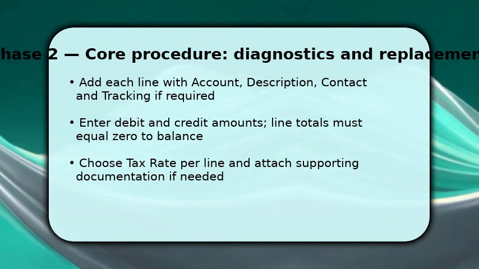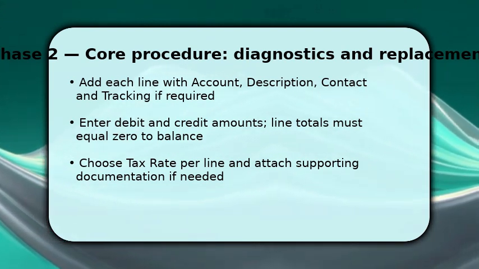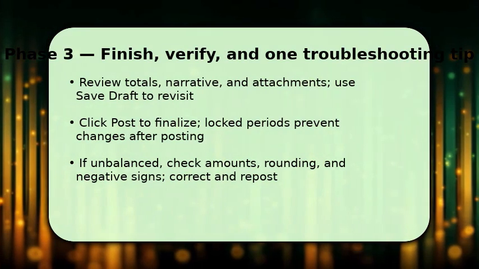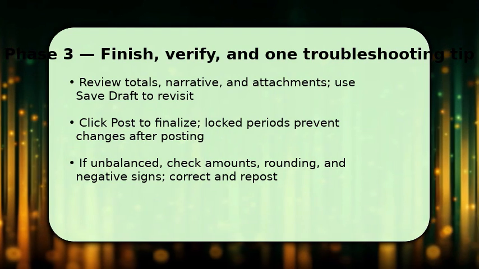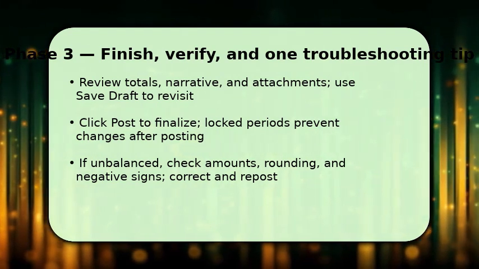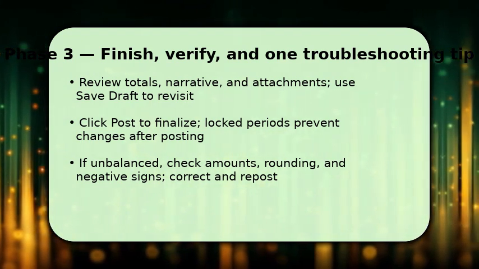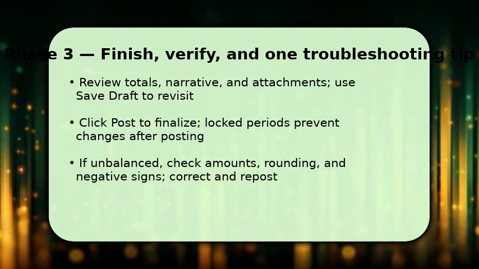Take a moment to scan for typos. One incorrect digit can misstate balances across. Before posting, review the narrative, check attachments, and confirm the totals. Use Save Draft if you want another pair of eyes. When everything matches, click Post to record the journal. Remember, posted journals are immutable if the period is locked.